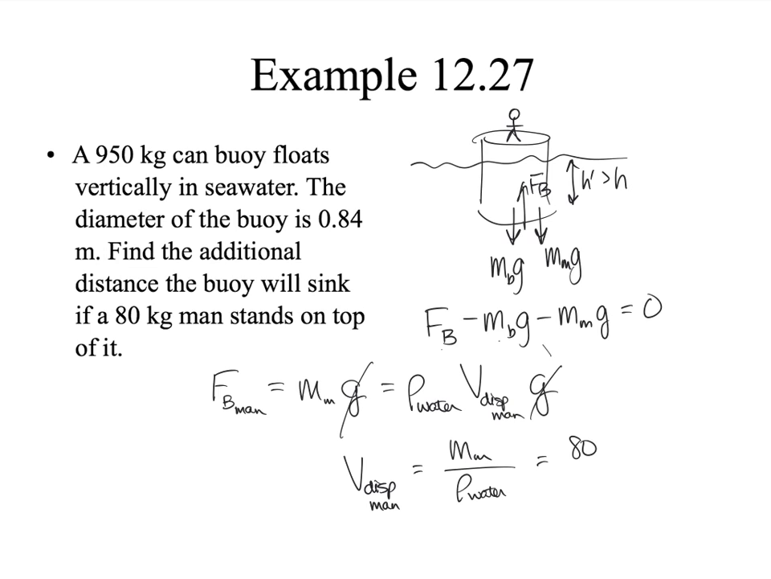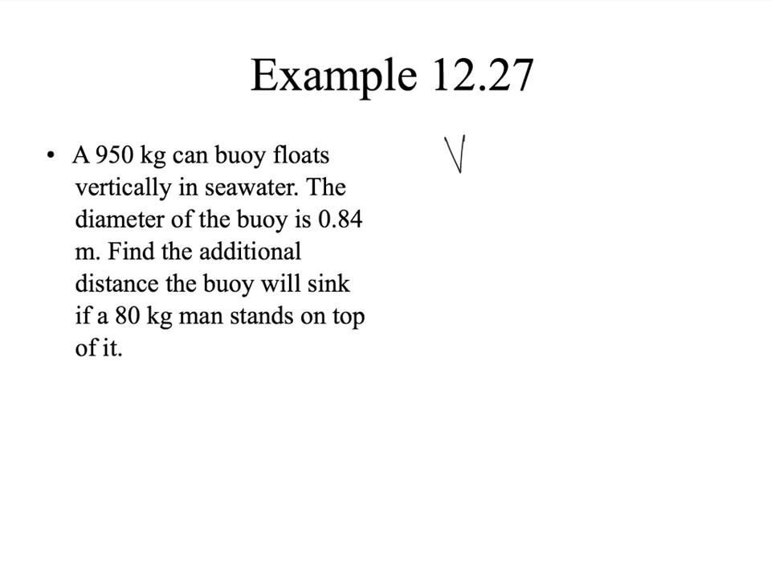So it's 80 over 1030. Density of seawater is... 0.0777 meters cubed, sorry. And so then I want to find the height. So the volume displaced because of the man we found was 0.0777 cubic meters, which is equal to pi r squared h man.